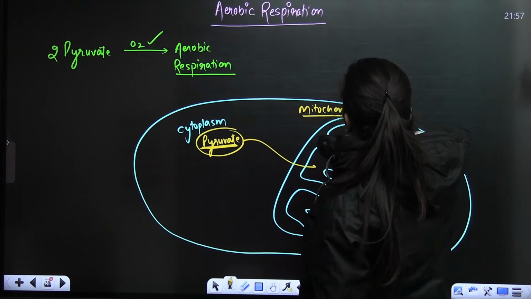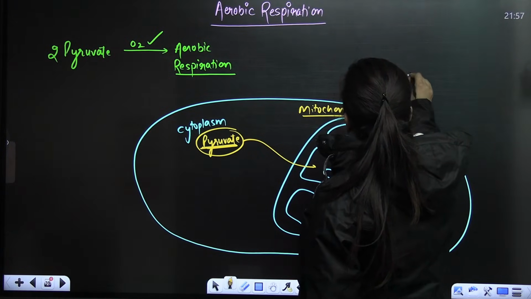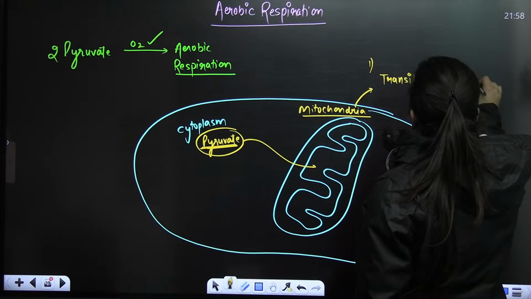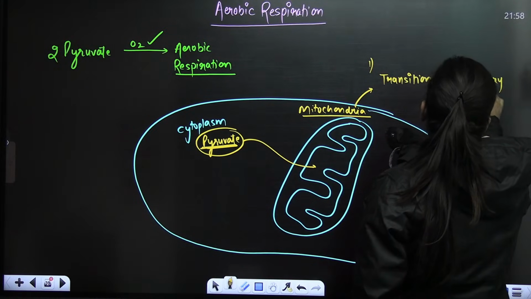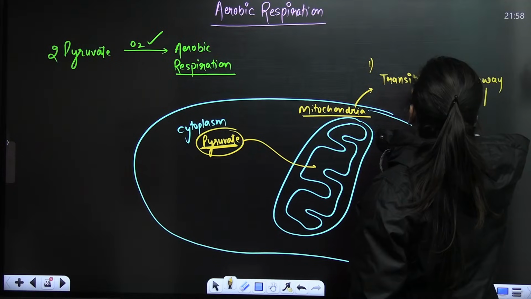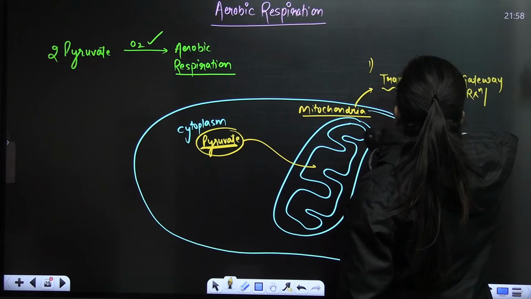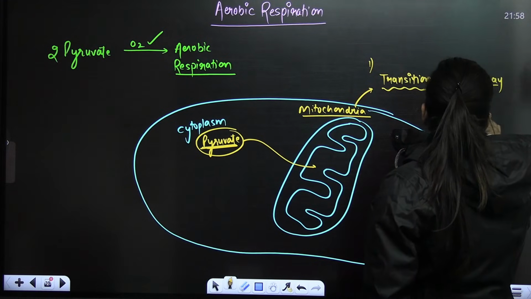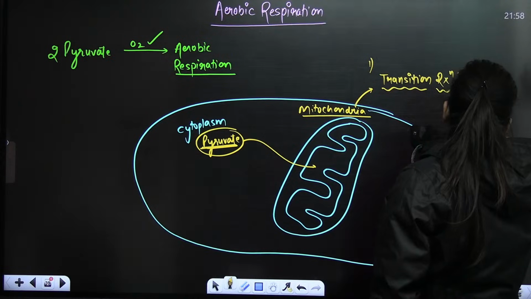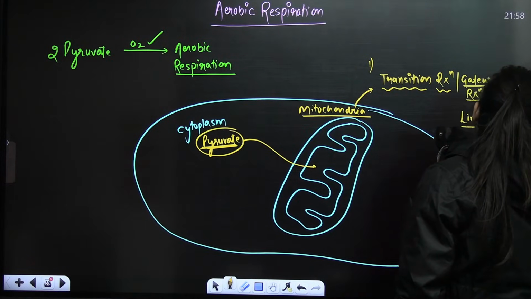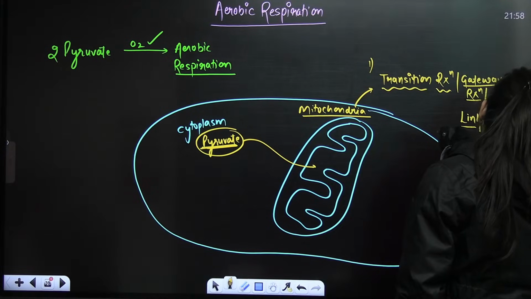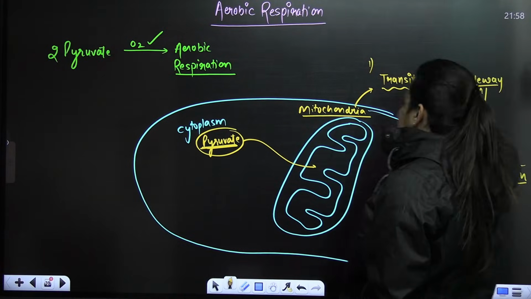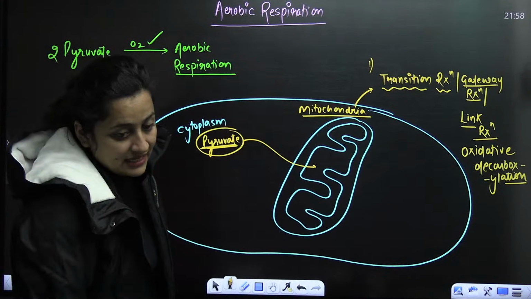Firstly, there will be a transition reaction. The very first step is going to be a transition reaction, also known as the gateway reaction, also known as the link reaction. And it is the oxidative decarboxylation. It is the oxidative decarboxylation.